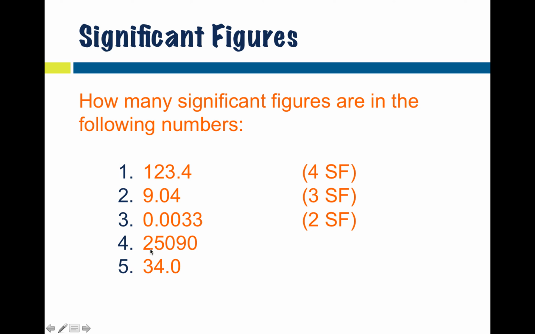Number 4, 25090. Okay, now this one's easy because it's sandwiched, so we know that this 0 is significant. What about this guy right here? It is not significant because it's at the end and there's no decimal. So the 2, the 5, the 0, and the 9 are significant. This one is not. This one has 4 sig figs. Number 5, 34.0. Is the 0 significant in this one? It's at the end, yes, and there's a decimal. So yes, it's significant. There are 3 sig figs in this one.